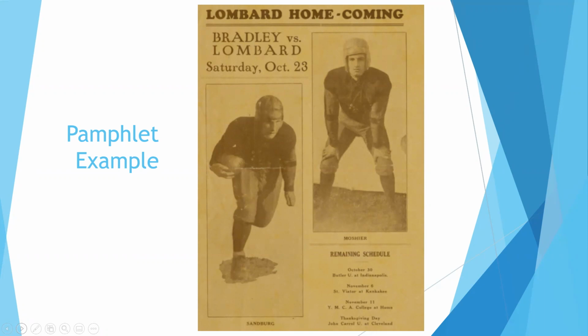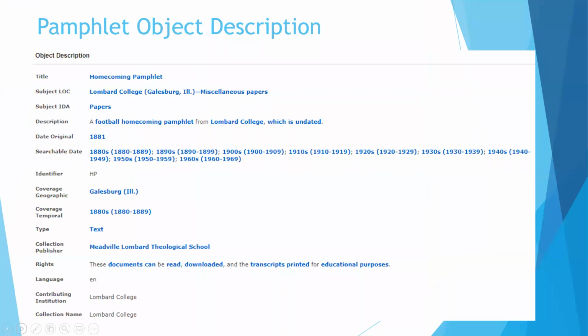I thought the image quality was actually very good for being from 1881. And I don't know why I like this picture so much. Just the stances of the guys, one guy looks like he's just ready to start running, and the other guy looks very intimidating. But I just thought this was a pretty cool image to share. So now we're going to look at the object description for that homecoming pamphlet.